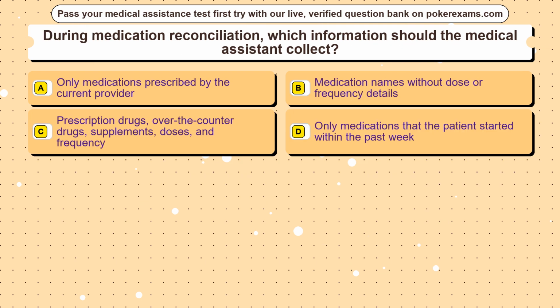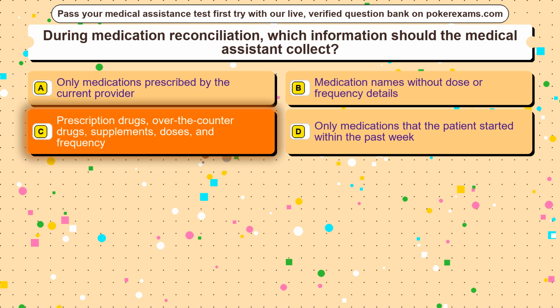Question 54. During medication reconciliation, which information should the medical assistant collect? Option A. Only medications prescribed by the current provider. Option B. Medication names without dose or frequency details. Option C. Prescription drugs, over-the-counter drugs, supplements, doses, and frequency. Option D. Only medications that the patient started within the past week. The correct answer is option C.